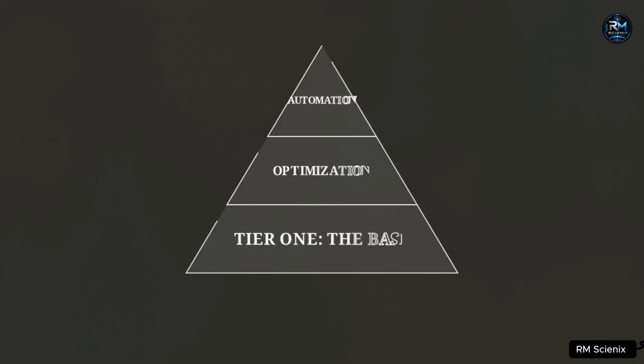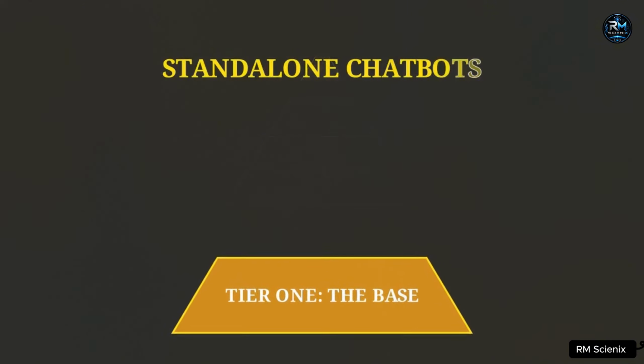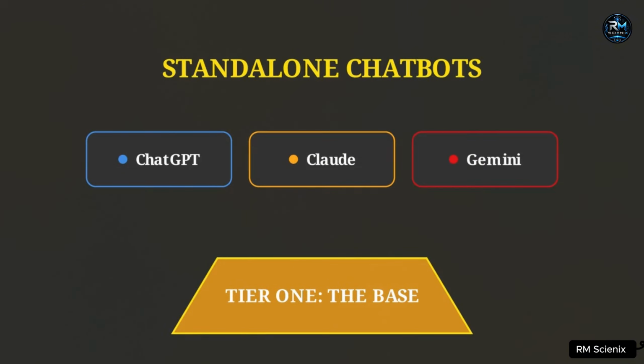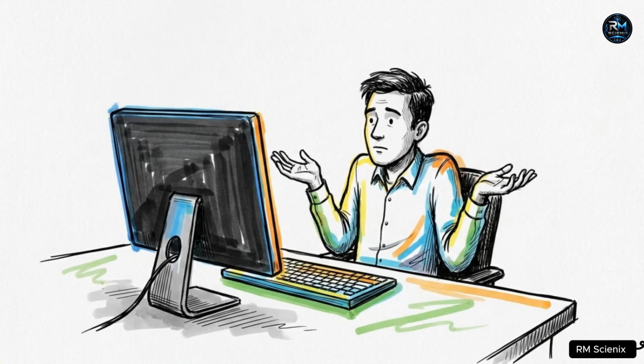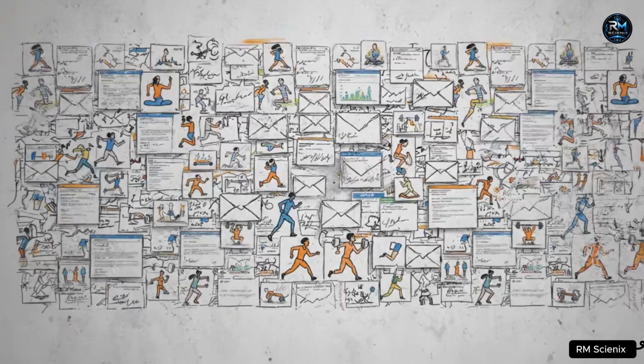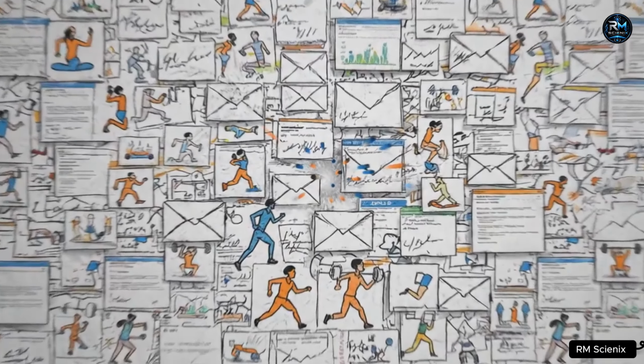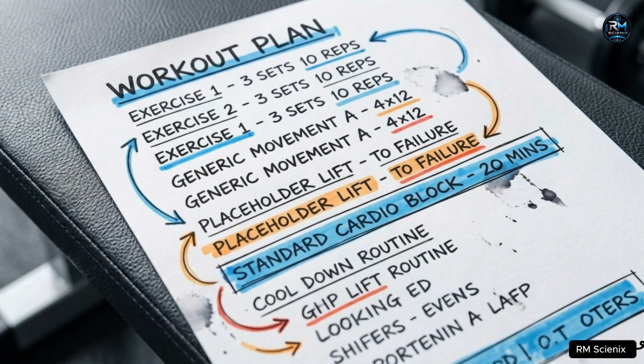The base of the pyramid is Tier 1, standalone chatbots. These are general-purpose tools like ChatGPT, Claude, or Gemini that work independently of your other software. The most common mistake here is using zero-shot prompts. This means giving the AI a command without providing any background information or examples of what you want. If you ask for a workout plan or an email draft with zero context, the model pulls from broad internet averages. The result is often technically accurate but functionally useless for your specific situation.